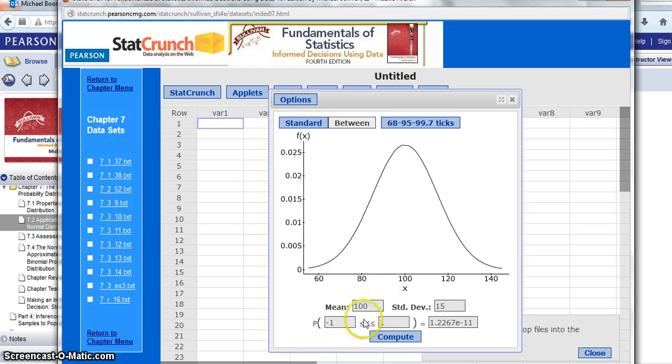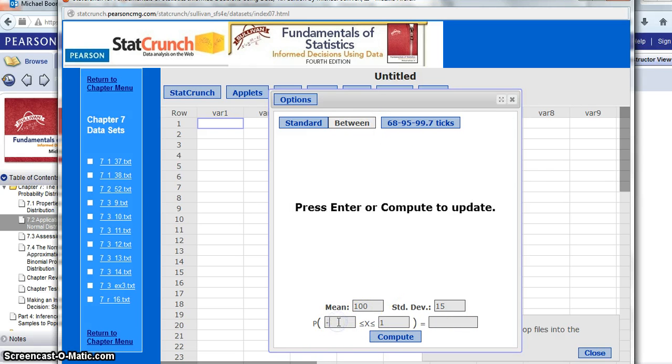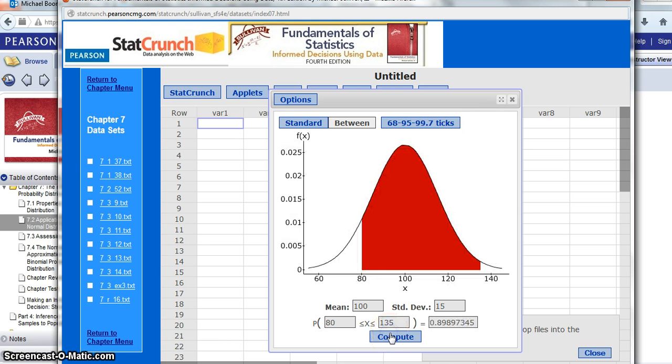If I put between, I could say how many people scored between an 80 and a 135. Right? And it'll compute that area, the percentage of the population, and also give us a nice picture. I like StatCrunch. So I hope that helps with ideas in section 2 of chapter 7.